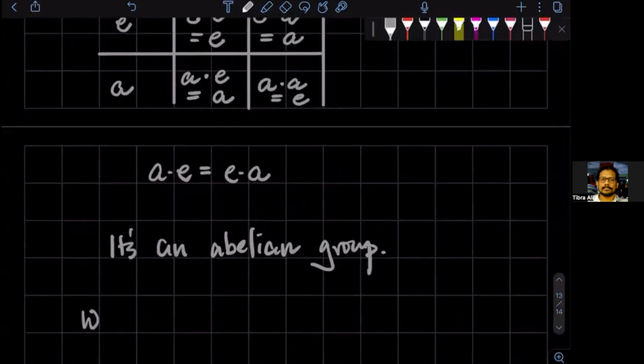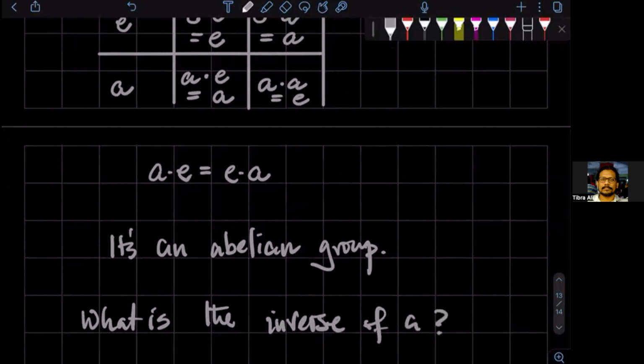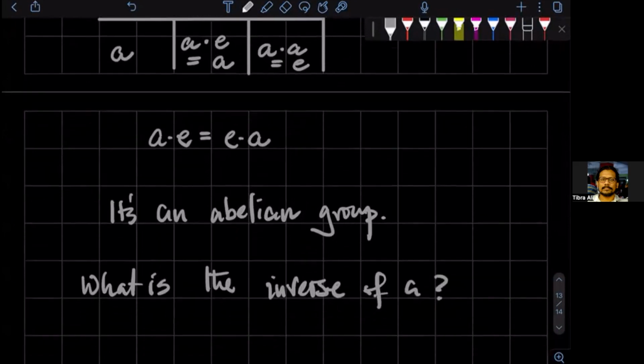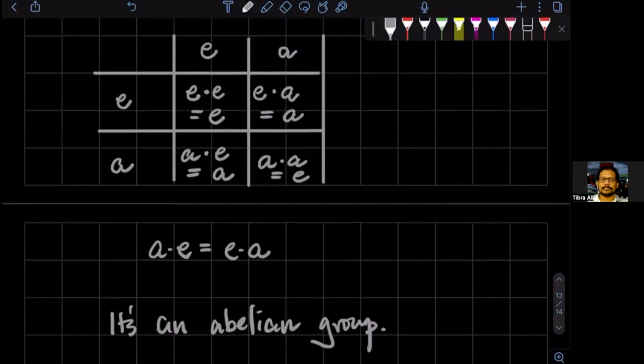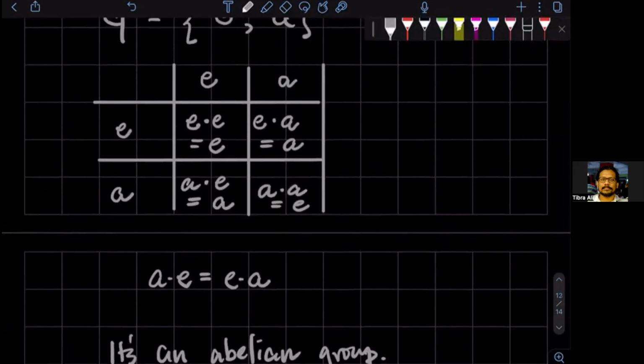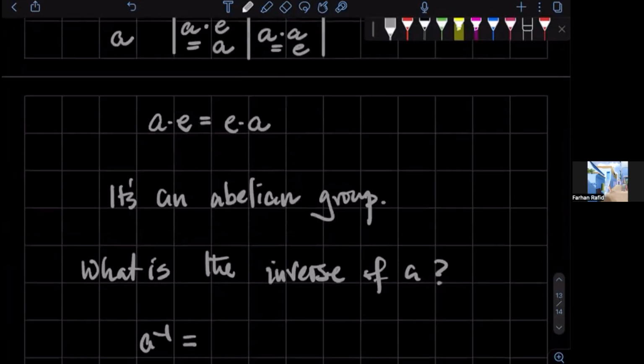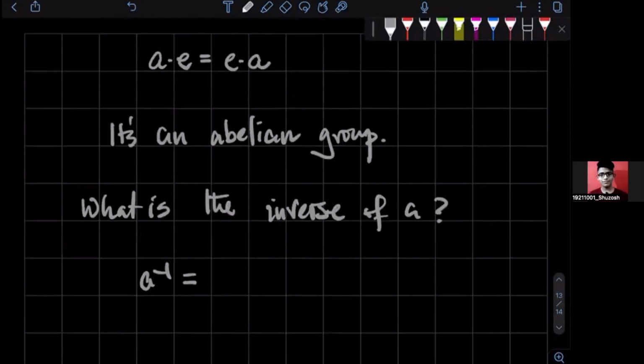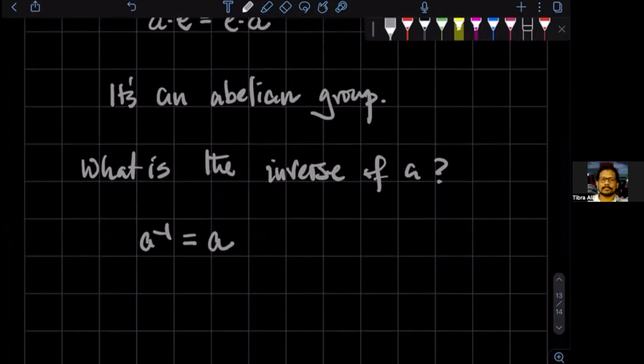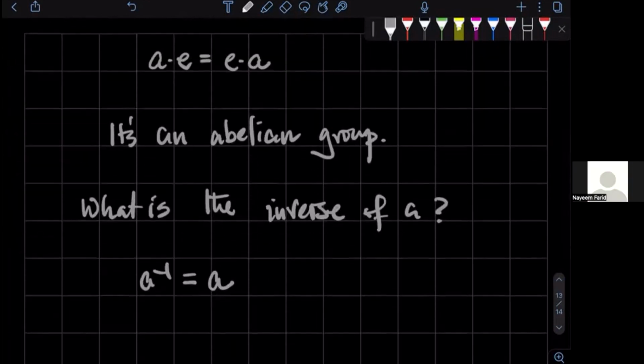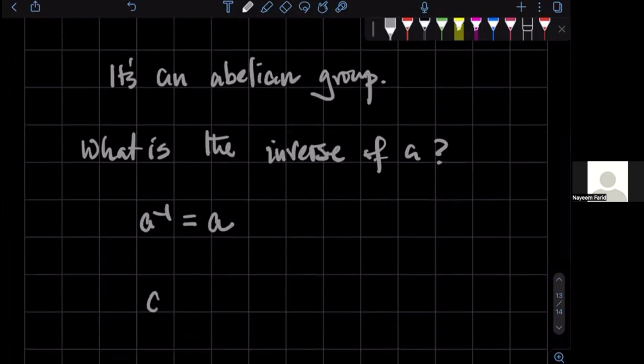Now, what is the inverse of A? What is this? E, A, A. So the inverse of A is itself, which is the comment I made before, right? Because A times A is E. Okay.